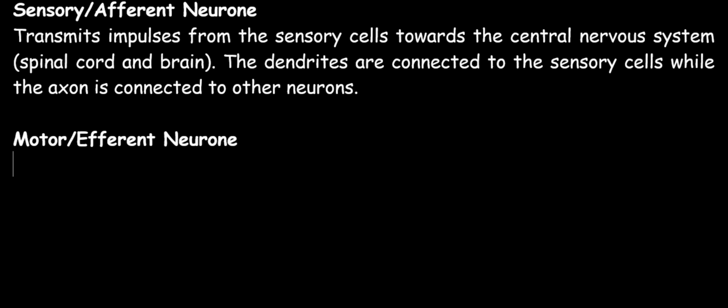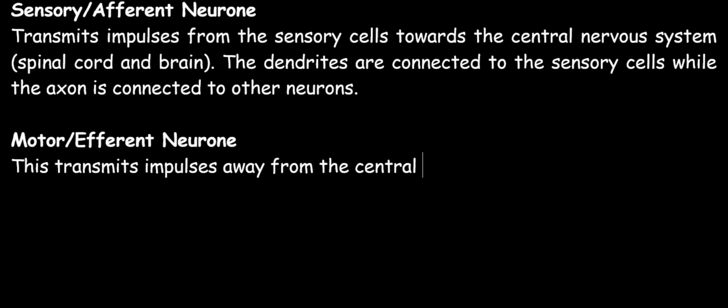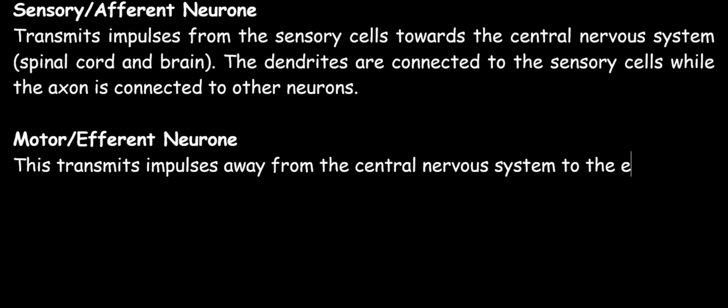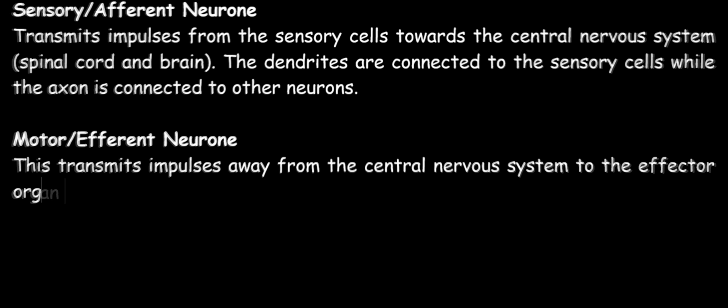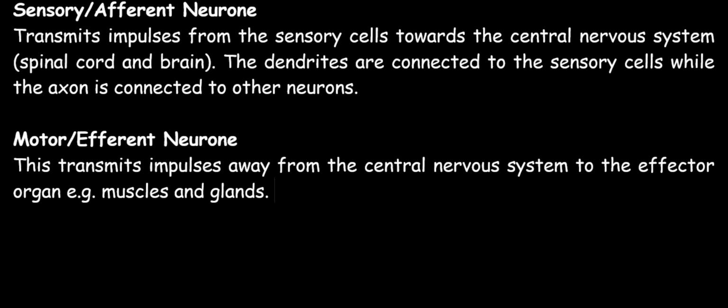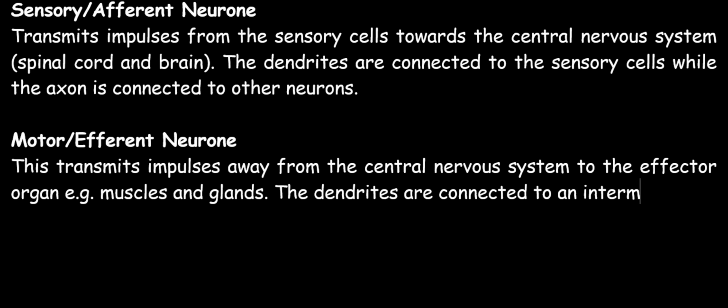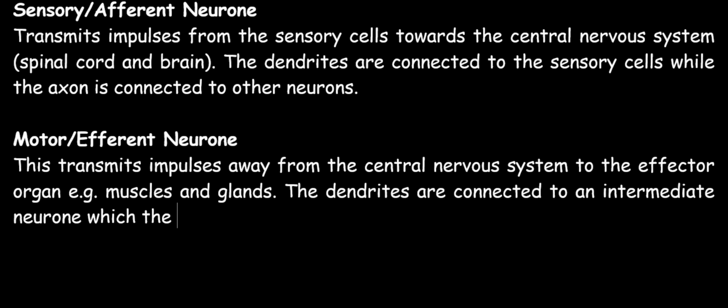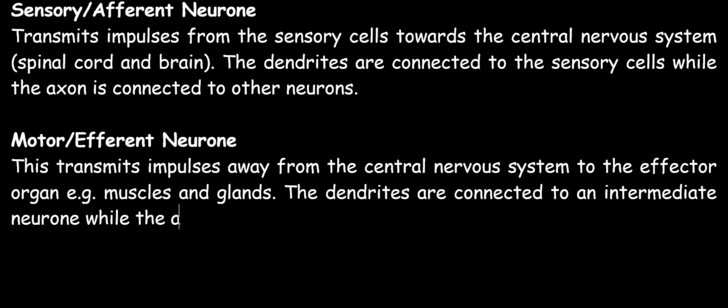The next neuron we'll look at is the motor or efferent neuron. The motor or efferent neuron transmits impulses away from the central nervous system to the effector organ, for example, the muscles or the glands. The dendrites are connected to an intermediate neuron, while the axon of the motor or efferent neuron is connected to an effector.